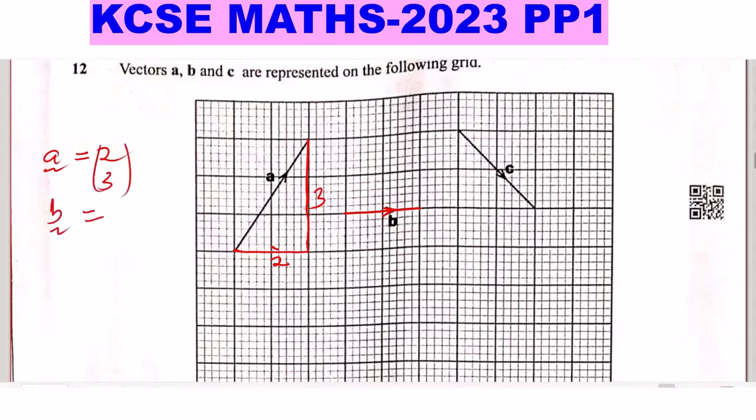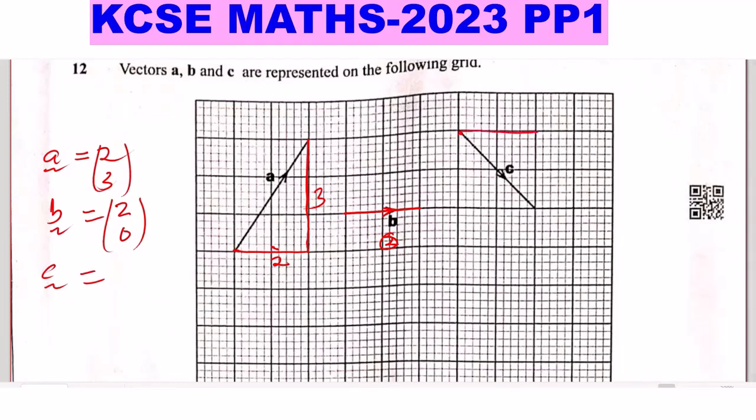For B, look at the starting point. Just 2 squares displacement to the right on the x-axis, that will be positive. So this will be 2. Then on the y-axis, none. There's no displacement because you can see the line is horizontal. There's no y displacement.